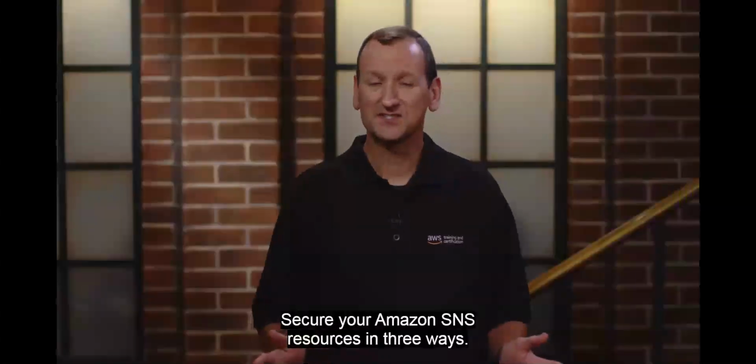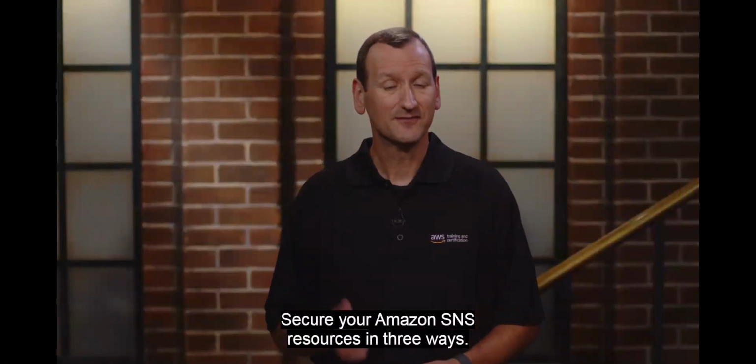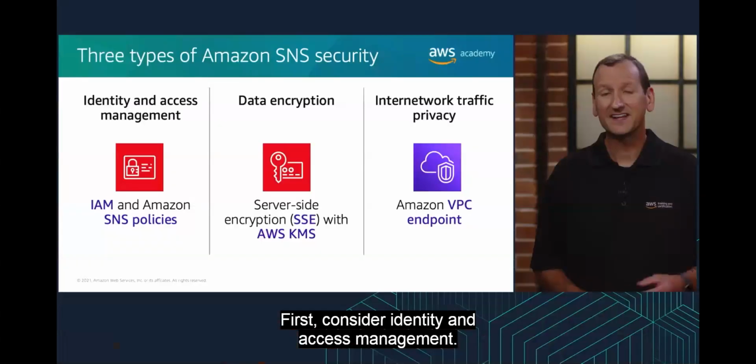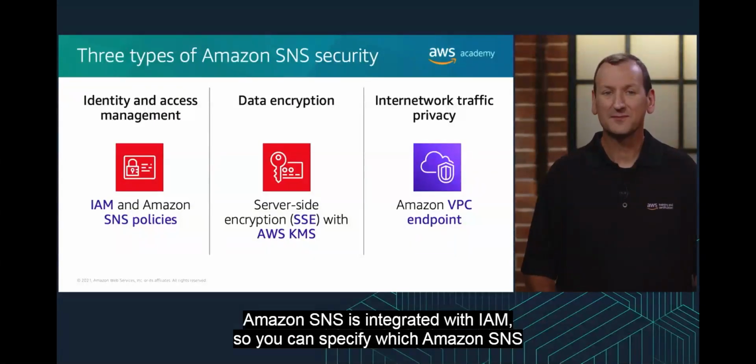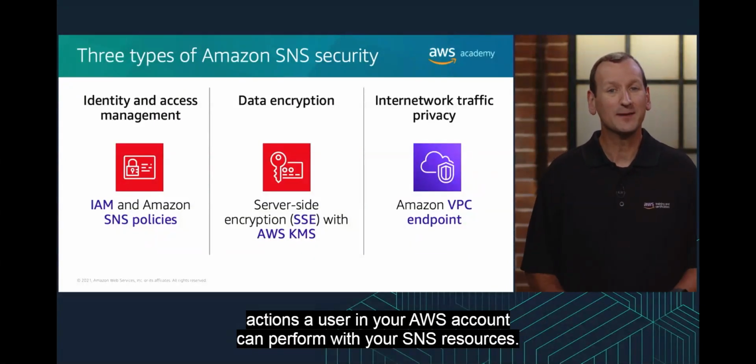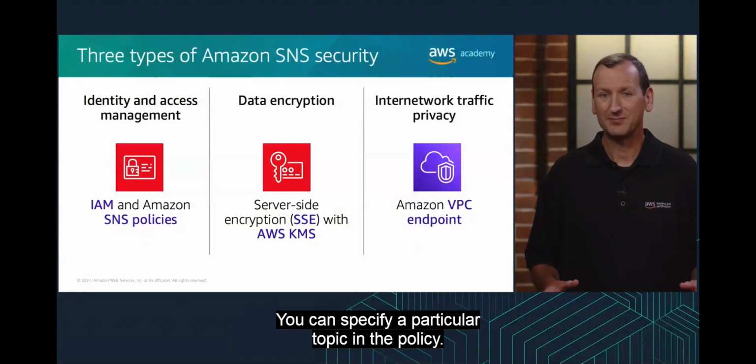Secure your Amazon SNS resources in 3 ways. First, consider identity and access management. Amazon SNS is integrated with IAM, so you can specify which Amazon SNS actions a user in your AWS account can perform with your SNS resources. You can specify a particular topic in the policy.